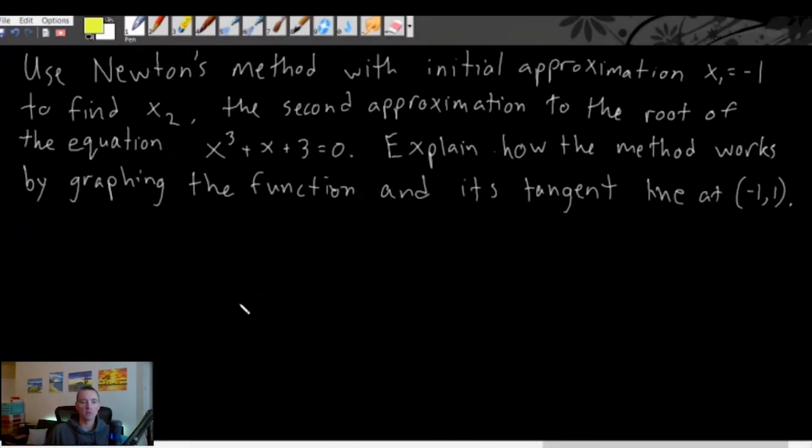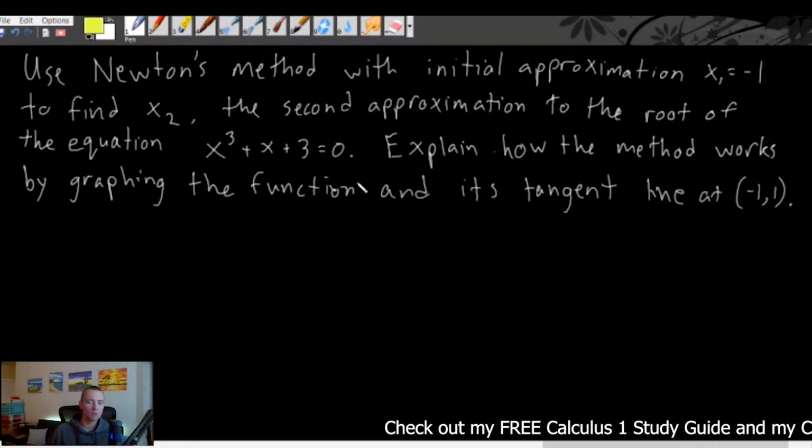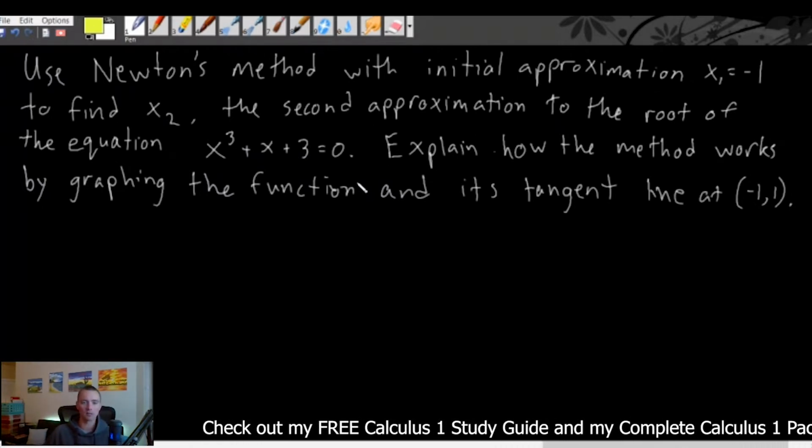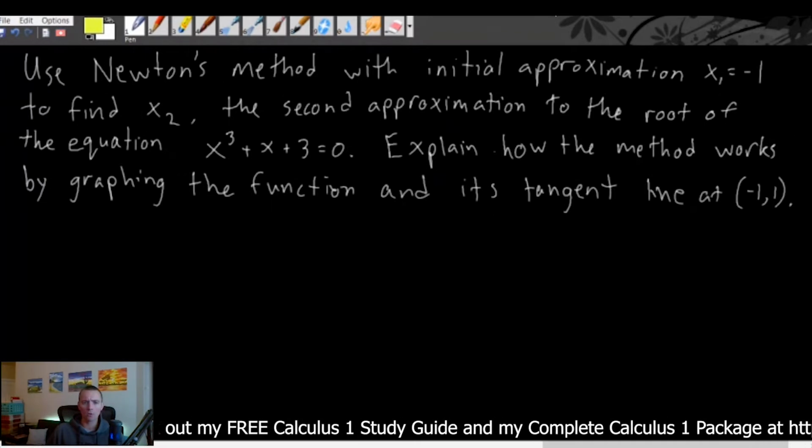We're going to use Newton's method with an initial approximation of x1 equals -1 to find x2, the second approximation to the root of the equation x cubed plus x plus 3 equals 0. Then we're going to explain how this works by graphing the function and its tangent line at the point (-1, 1).